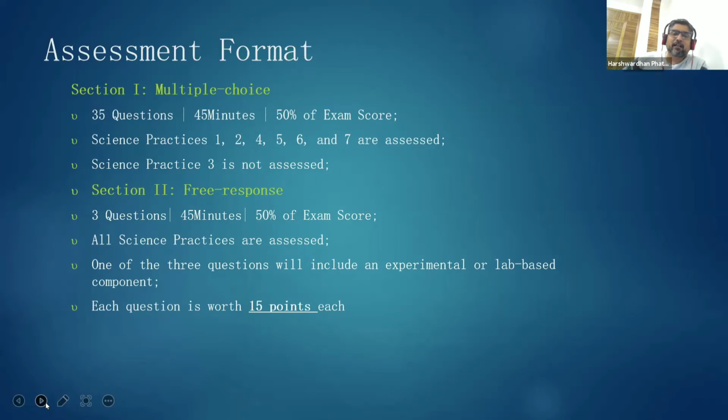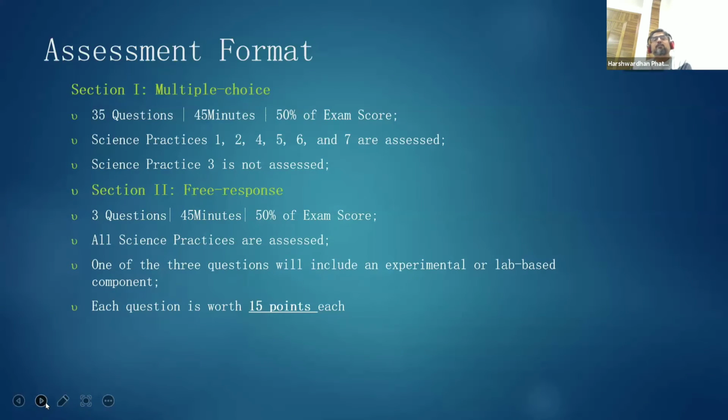Okay, again, I'll not touch the science practices here. You can separately visit this page on the AP Central website, go through what all science practices have been mentioned for the electricity and magnetism course. So the practices 1, 2, 4, 5, 6, and 7 are assessed, 3 is not assessed.